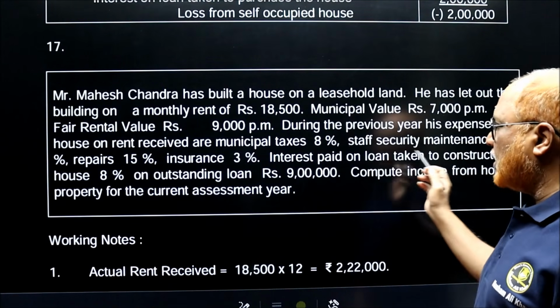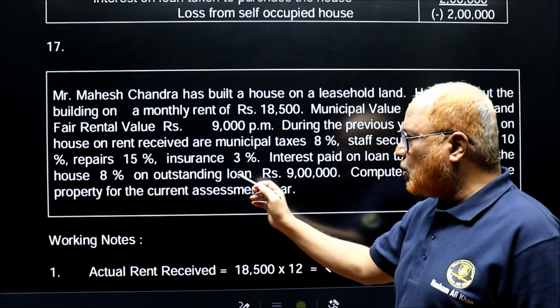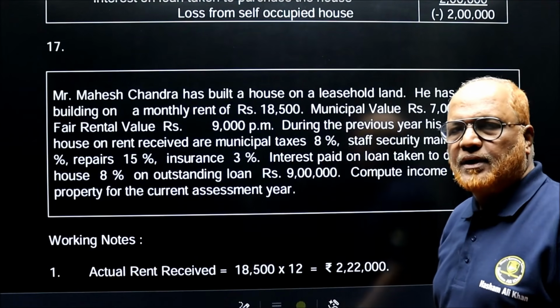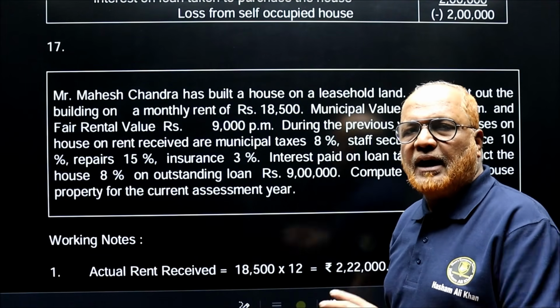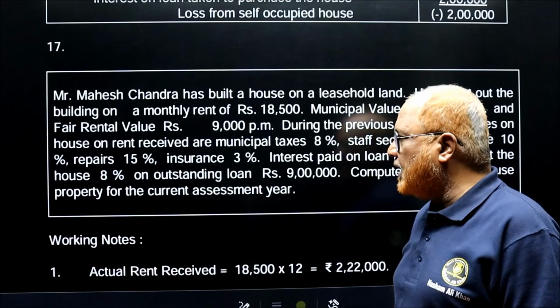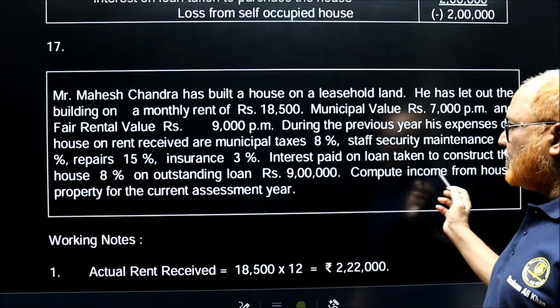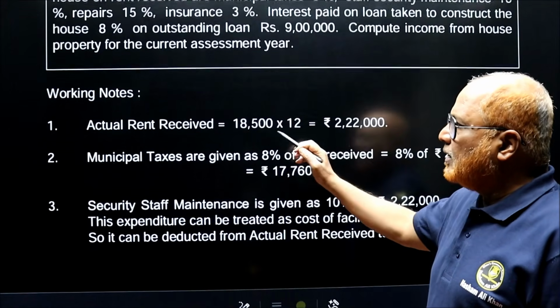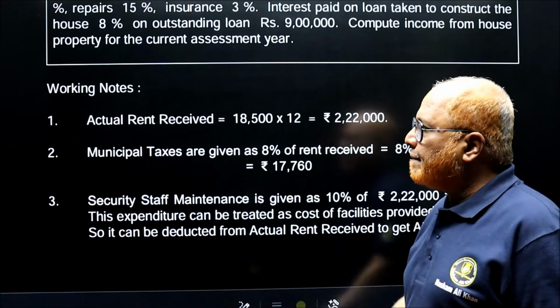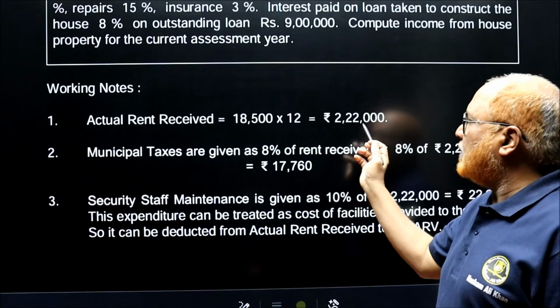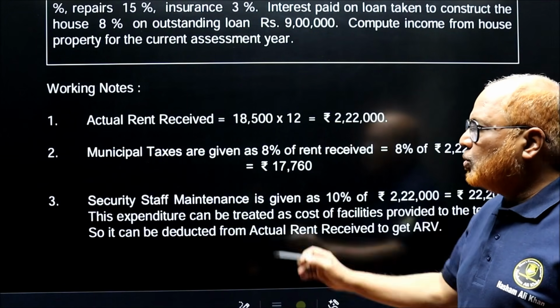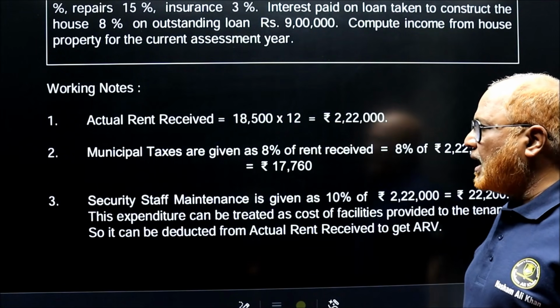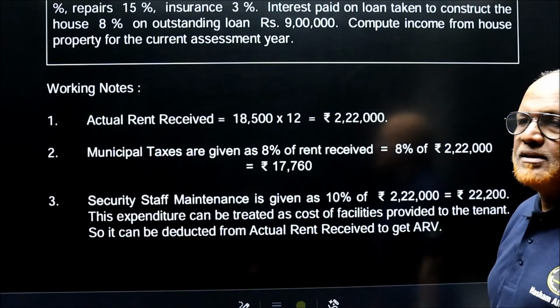Interest paid on loan taken to construct the house 8% on the outstanding loan of 9 lakh. There is outstanding loan amount of 9 lakh. On that, interest paid is 8%. Compute income from house property for the current assessment year. Now, actual rent received 18,500 into 12, 2,22,000. Municipal taxes are given as 8% of rent received.